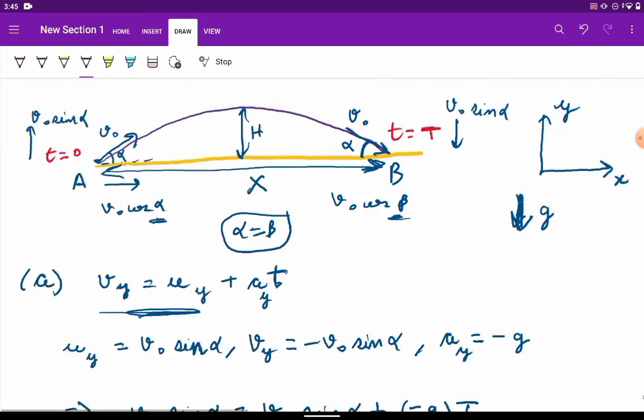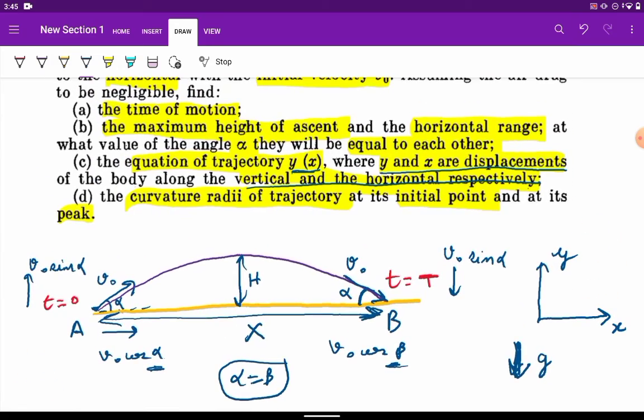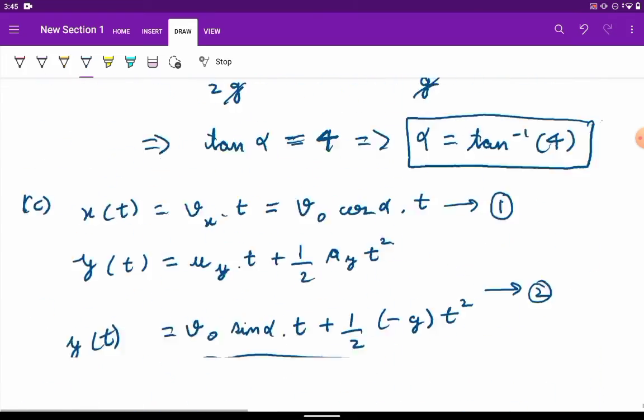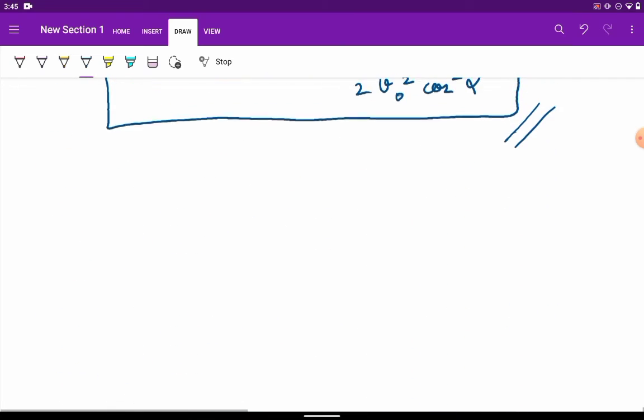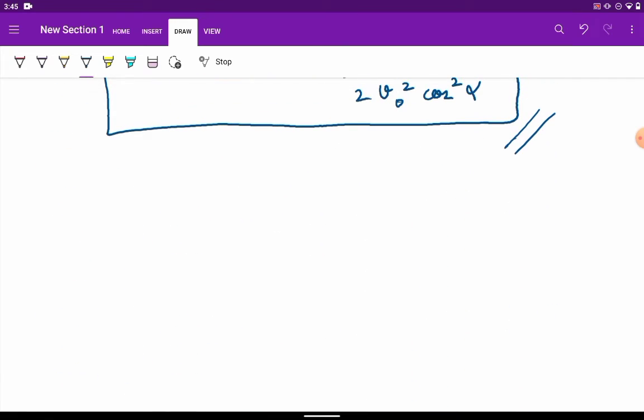Okay, so what's the next part now? The curvature radii of trajectory at its initial point and at its peak. So for this we need to know there is an equation for the radius of curvature, so basically given a trajectory y of x, we can find out the radius of curvature. Just give me a minute.